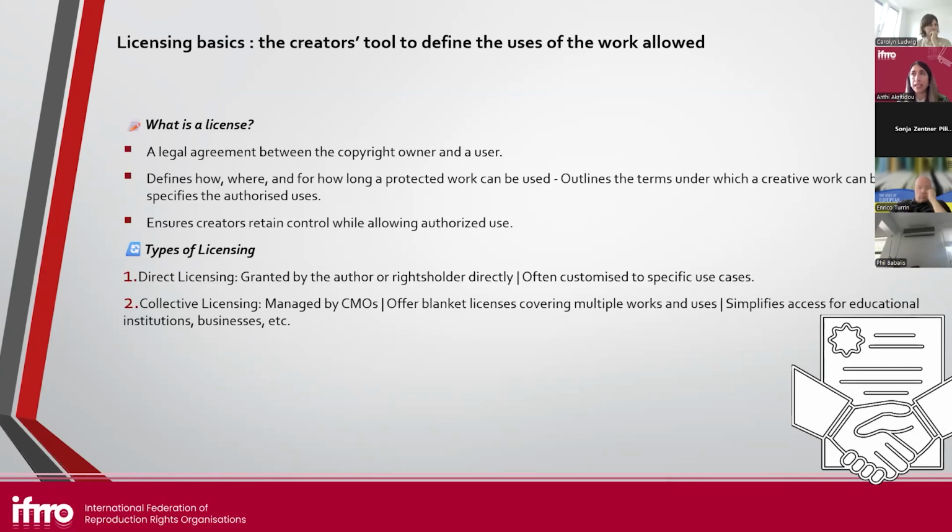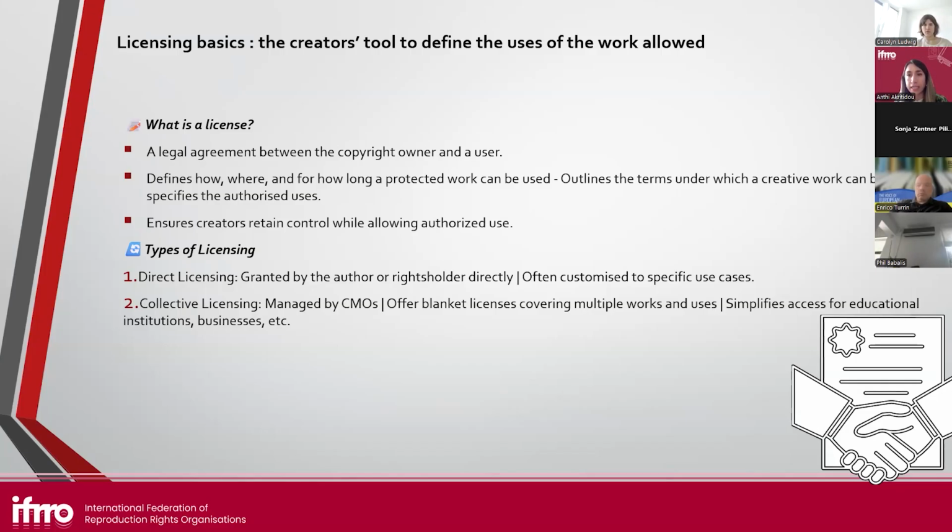We have mentioned licenses a few times by now, but what exactly is a license? A license is basically a legal agreement between the copyright owner and the user. It spells out exactly how, where, and for how long a copyrighted work can be used. In other words, it defines the terms and conditions for using a creative work, and it ensures that the use is both authorized and respectful of the creator's rights. Licensing is important because it lets creators retain control over their works, while it still allows others, educators, students, businesses, for example, to use it legally.